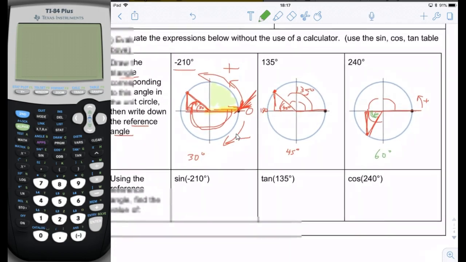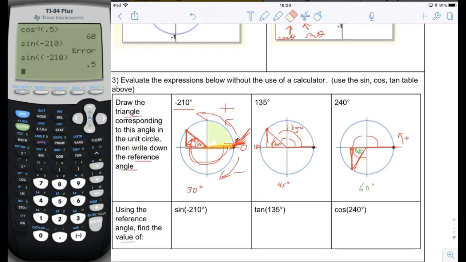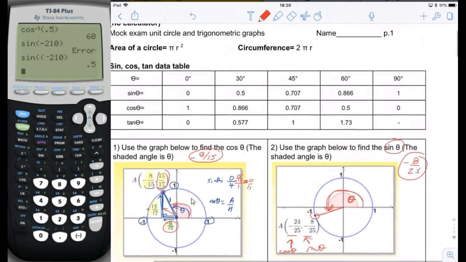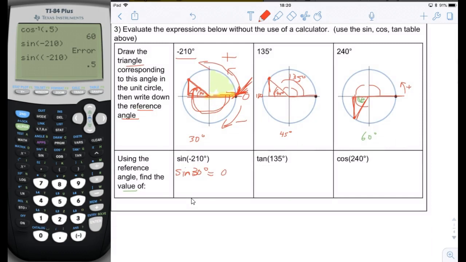All right. Now let's figure out, using our reference angles and our angles, the value of sine of negative 210, tangent of 135, and cosine of 240. First thing you do when you get a sine of especially a crazy looking angle like this is you figure out what is the sine of the reference angle, because the sine of the reference angle is related to the sine of the original angle. So I know that the sine of negative 210 is equal to the sine of 30 degrees in some way. What is the sine of 30 degrees? I'm going to go look up at my table here. The sine of 30 degrees is 0.5. Okay, so I'm going to put sine of 30 degrees is 0.5.